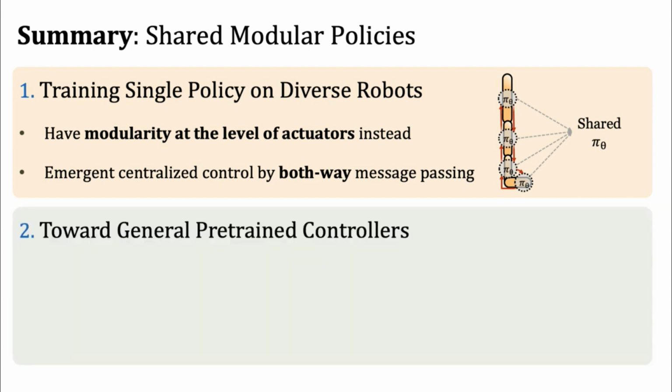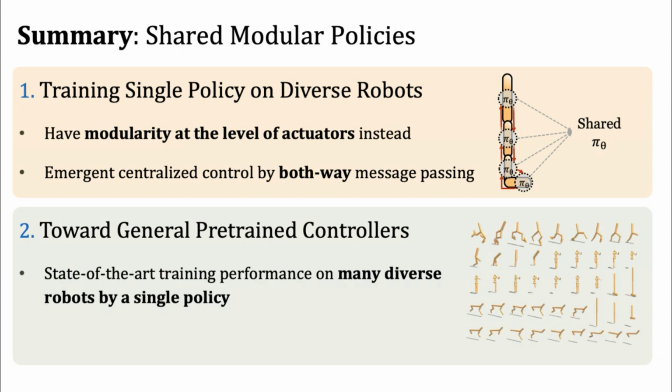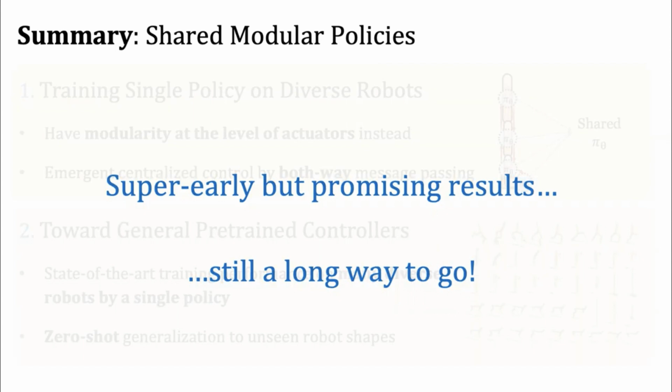Furthermore, we believe this is an early step towards learning general-purpose pretrained controllers, which is a very difficult problem, as we showed. And what we achieve is a model that can achieve state-of-the-art performance on all the training agents using a single policy. And it can also zero-shot generalize to unseen robot shapes without any fine-tuning. So it's very encouraging. Well, these are super early results, but what lies ahead is very promising, and there's still a long way to go.